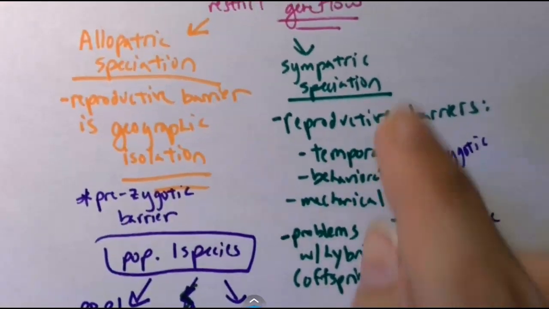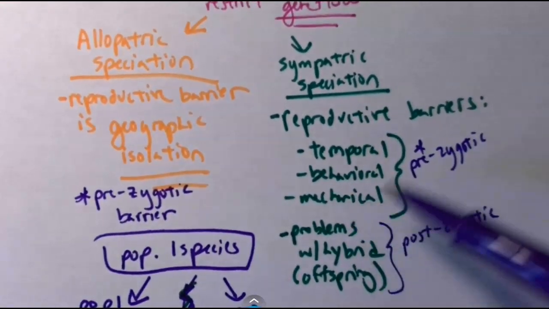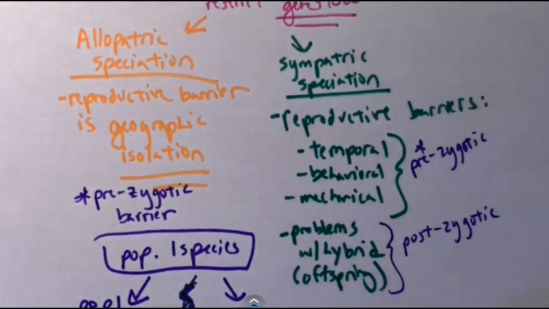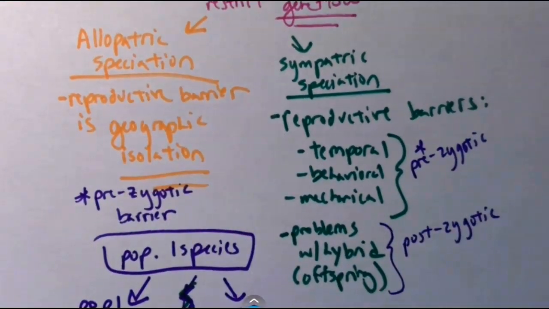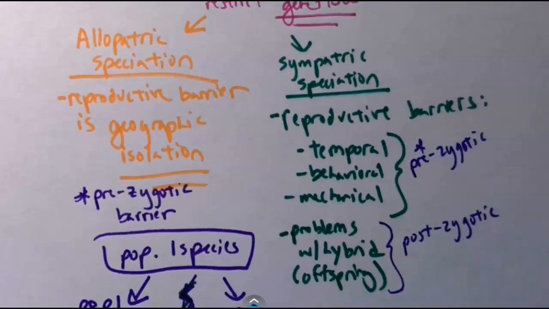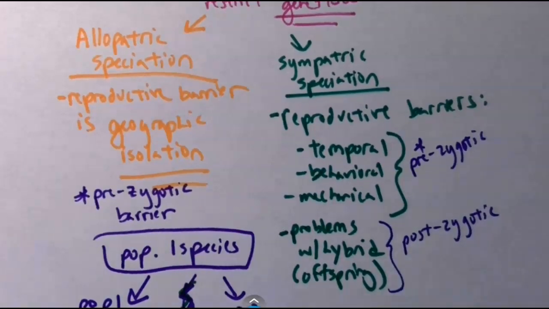Sympatric speciation is when organisms are still living close to each other, but they're separated for other reasons. Prezygotic barriers are barriers to the sperm and the egg uniting. Postzygotic barriers are when the sperm and the egg united, however, the offspring is not viable or is sterile, etc.